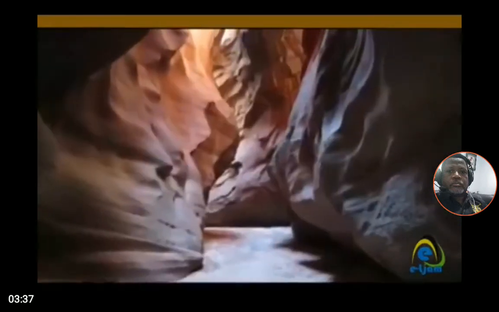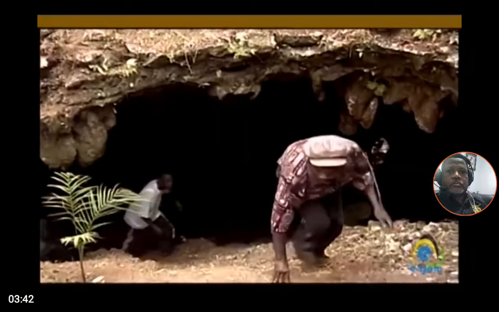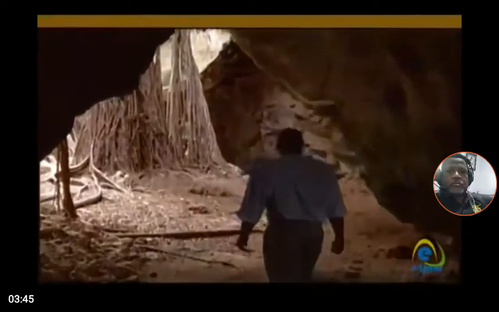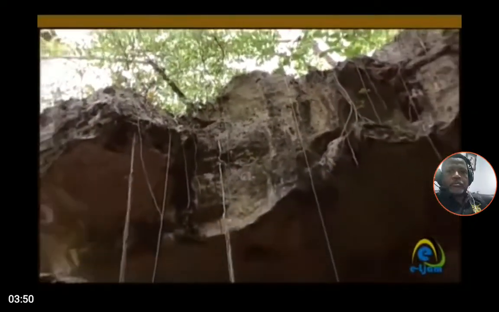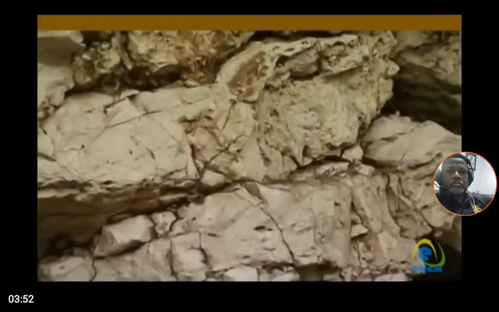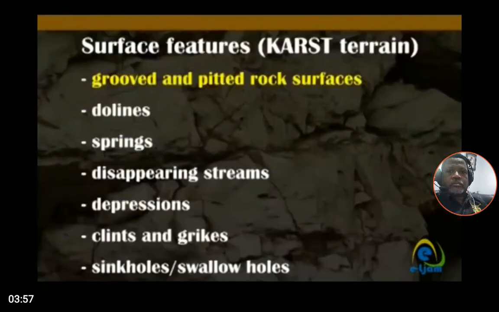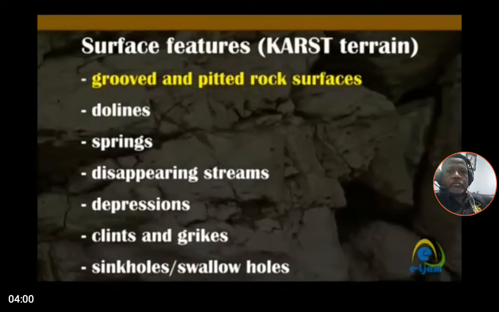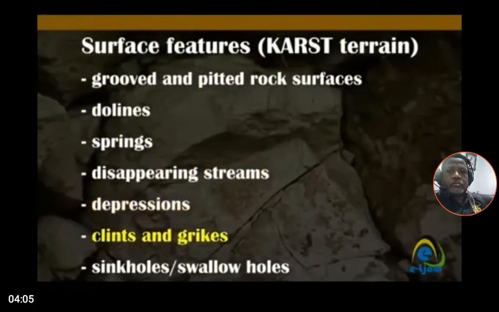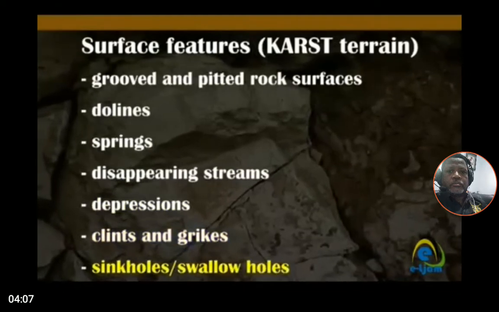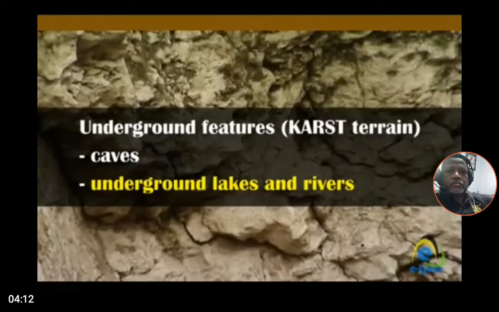In these types of landscapes, striking and unusual features and rock formations abound, though many may be hidden from sight by vegetation or because they are underground. Limestone areas are characterized by karst terrain, rocks with grooved and pitted surfaces, dolines, springs, disappearing streams, depressions, clints and grikes, sinkholes, caves, and underground lakes and rivers would be found in such landscapes.